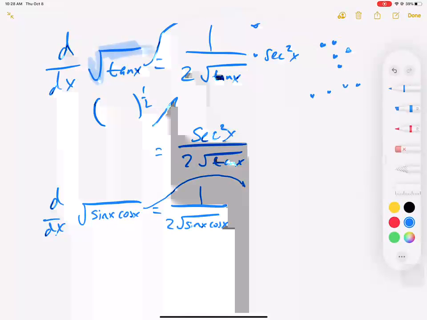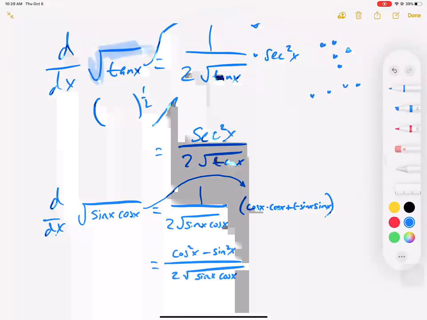Is there a quick derivative for sine times cosine? Unfortunately, it's just product rule. So just do product rule. Derivative of sine is cosine. Leave the back alone. Plus the derivative of cosine is negative sine. Leave the front alone. So you just have to rewrite that. And when we rewrite it, it's going to be cosine squared x minus sine squared x all over 2 square root of sine x cosine x.